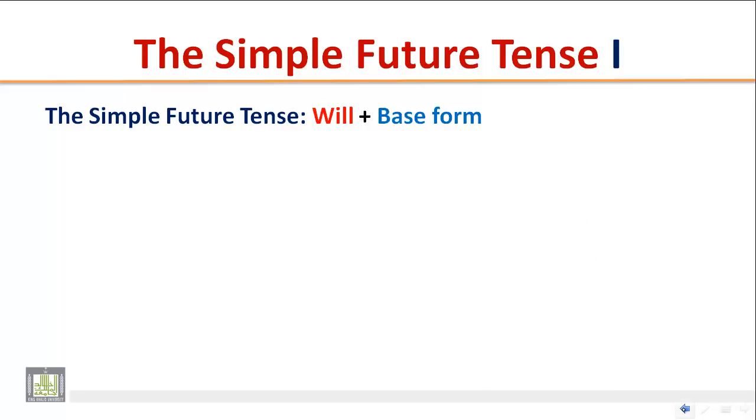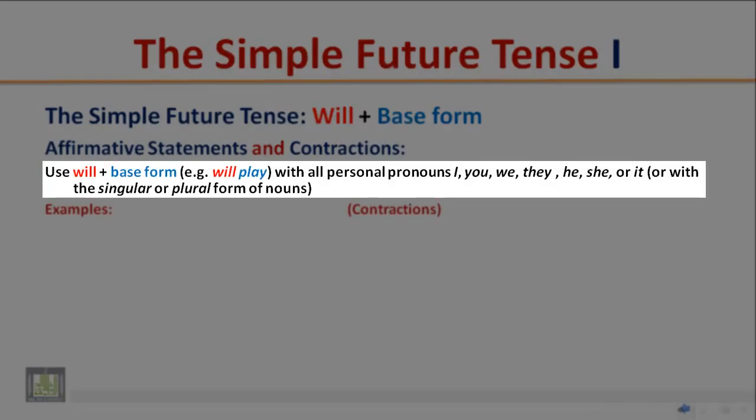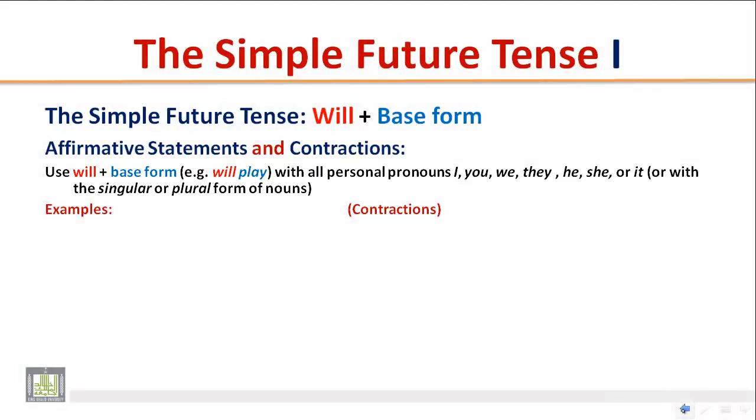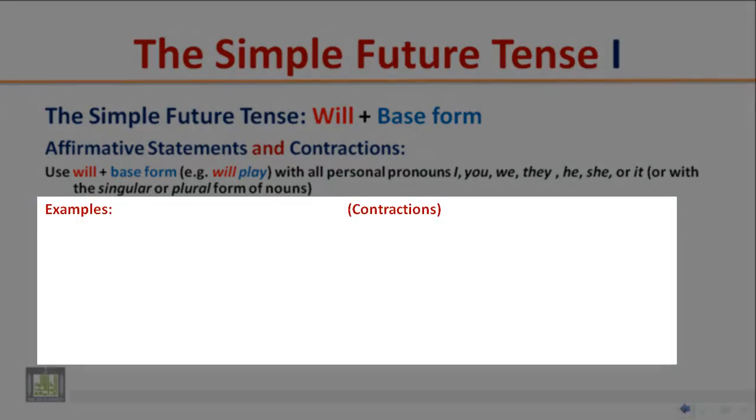The simple future tense: will plus base form. Affirmative statements and contractions. Use will plus base form. For example, will plays with all personal pronouns, I, you, we, they, he, she, or it, or with the singular or plural form of nouns. Examples. I will be home at 8 o'clock. Contracted form: I'll be home at 8 o'clock.